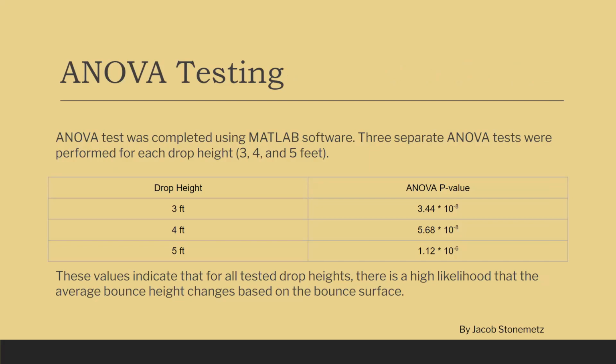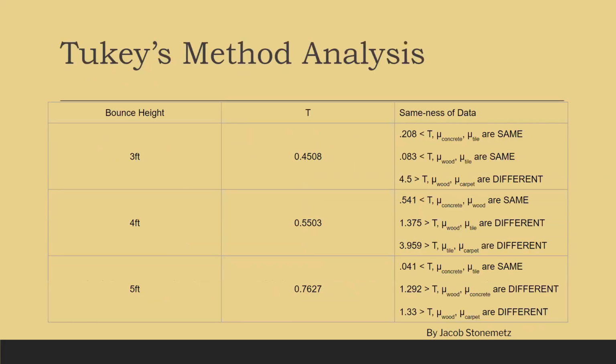The ANOVA test proved that it is highly likely that the surface affects the bounce height. As you can see, each p-value we found is much less than our confidence level of 0.05. In addition, we performed a Tukey analysis to compare the effect of each surface.